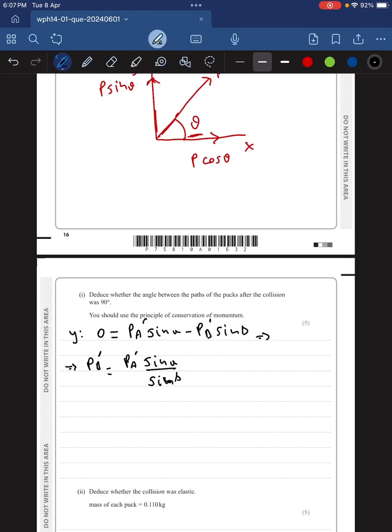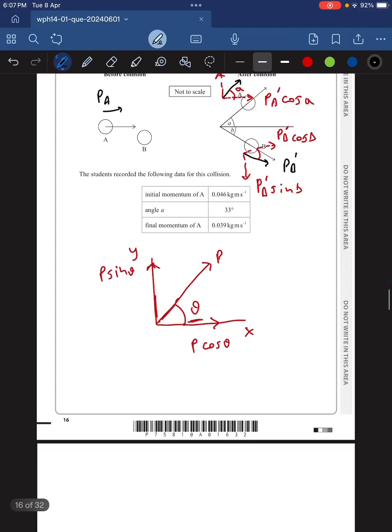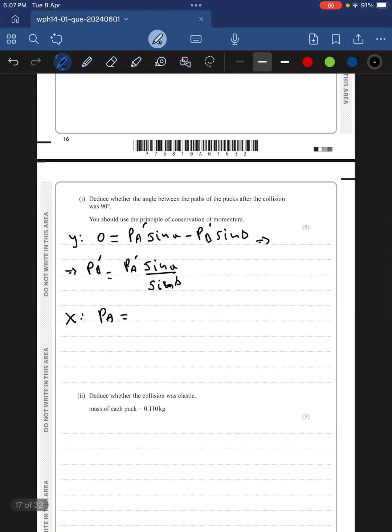Okay, and in the x-axis, the momentum before is simply PA, and this should be equal to the momentum after. Since both components point to the right, they should add, okay? So this should be equal to PA prime cosine of A plus PB prime cosine of B, okay?